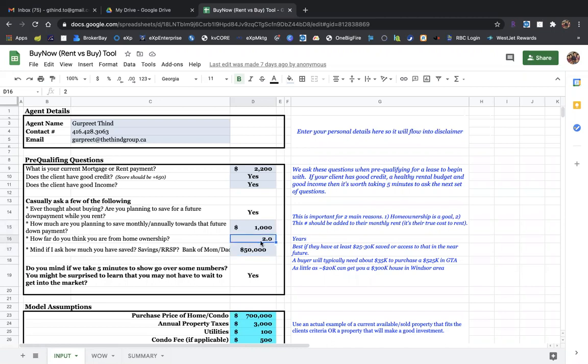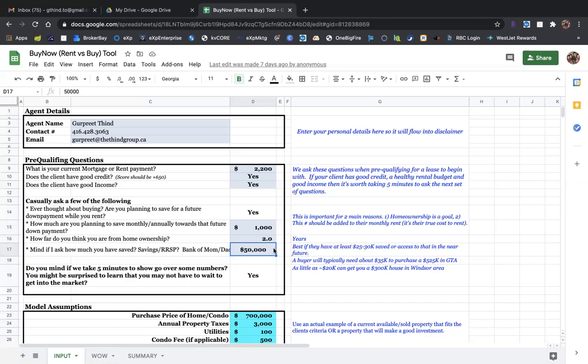The next question is, how long do they think they're going to be saving for? Maybe they already have a good chunk of their down payment saved. Maybe they're just starting out, but let's assume they tell us it's 2 years out, or this is what they think. The next question, obviously, is what do you currently have saved?